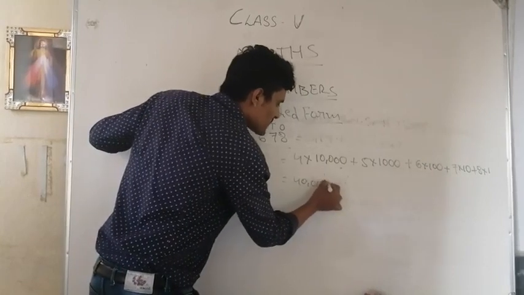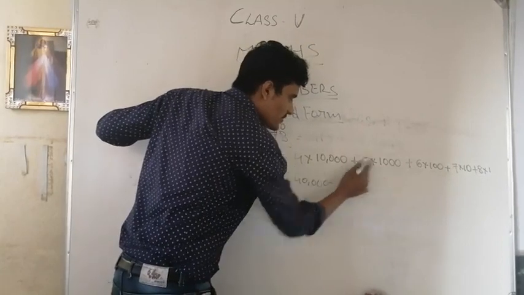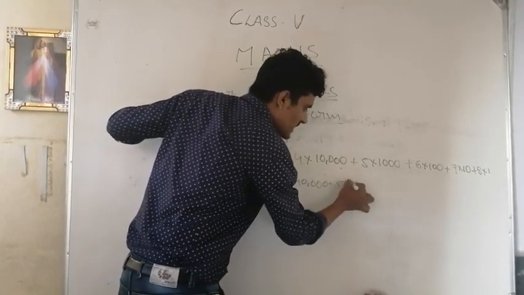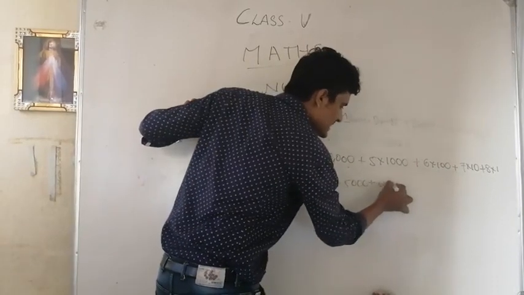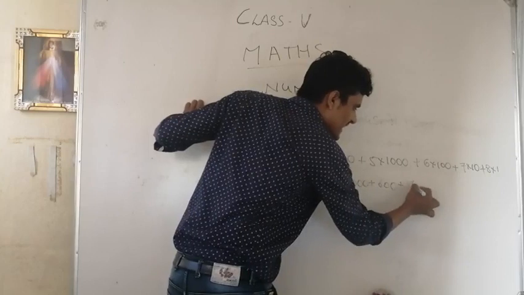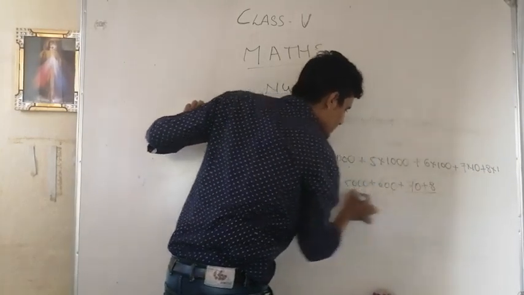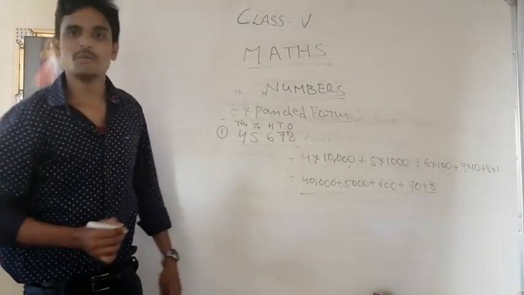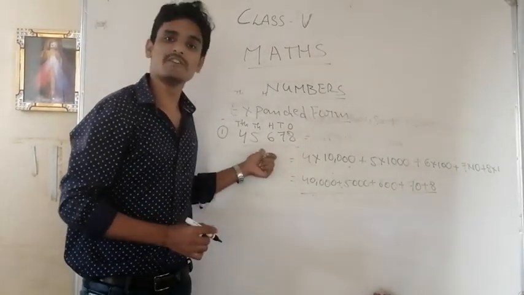40,000 plus 5 in which place? 1000 place, right? 5 into 1000. 5000 plus 6 into 100, 600 plus 7 into 10, 70 plus 8 into 1, 8. So, like this, we can write the number in expanded form.